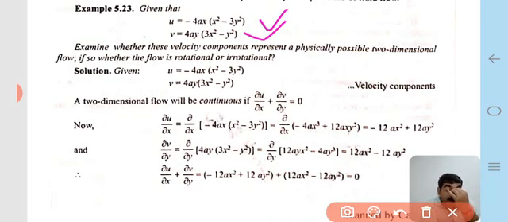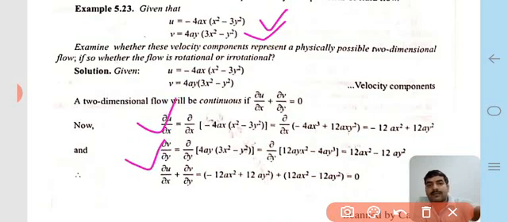Now we come to the solution part. Given u and v, the velocity components along the x and y axes. A two-dimensional flow will be continuous if it satisfies the two-dimensional continuity equation, del u upon del x plus del v upon del y is equal to 0. Now we differentiate the velocity components with respect to the x-axis and the y-axis.